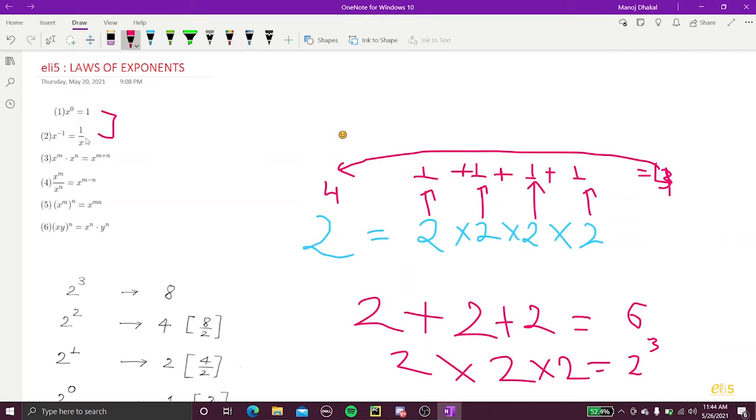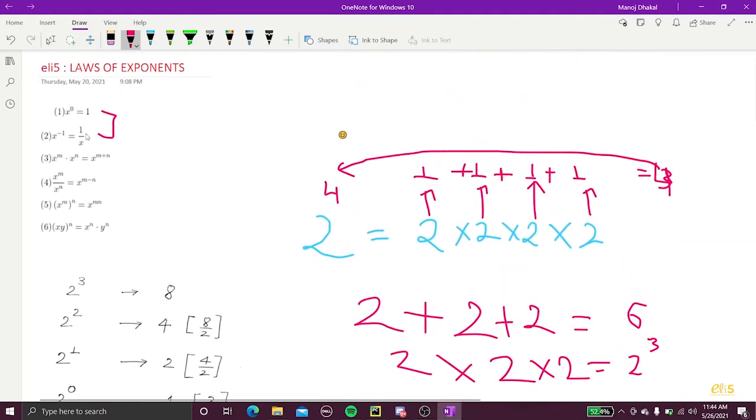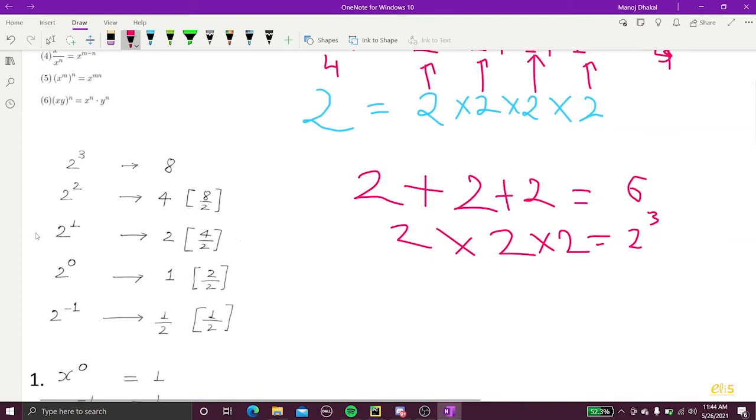But now, I think this will be really interesting to see how x to the power minus 1 will be equal to 1 by x, and x to the power 0 will be equal to 1. I think this will be really interesting to see using geometric series. If you don't know what geometric series are, don't be afraid about them. I'll be telling you about them in a while.